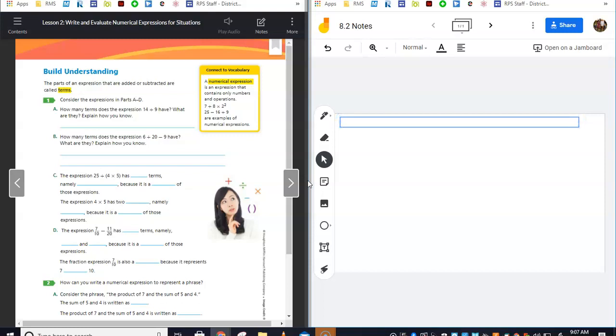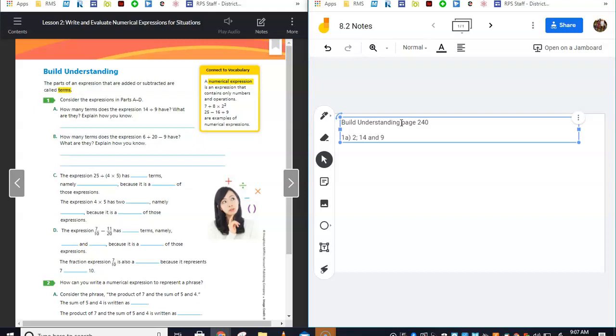So we're on Build Understanding, and this is page 240. 1A. How many terms does the expression 14 plus 9 have? They have 2 because they are 14 and 9. How do you know this? Because 14 and 9 are added together.